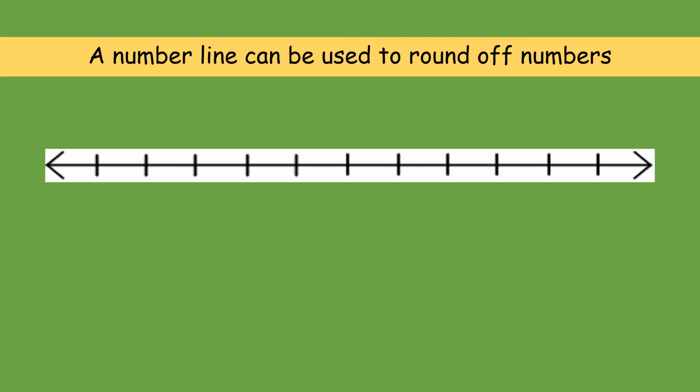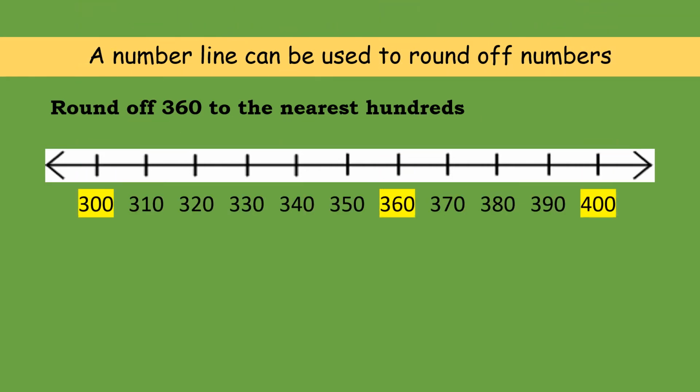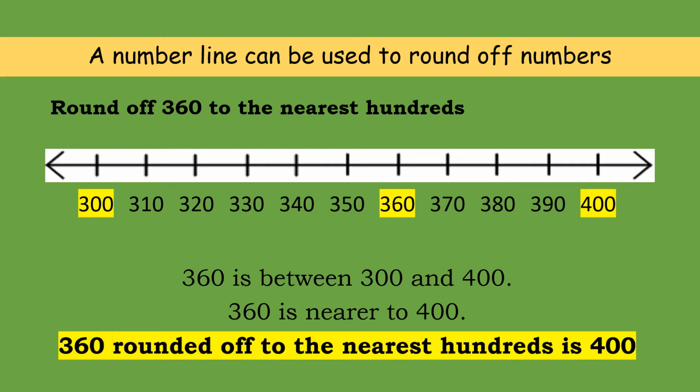Here's another example of rounding off numbers using a number line. Round off 360 to the nearest hundreds. On the number line, we can see the numbers 300 to 400. 360 is between 300 and 400, and 360 is nearer to 400. So, 360 rounded off to the nearest hundreds is 400.